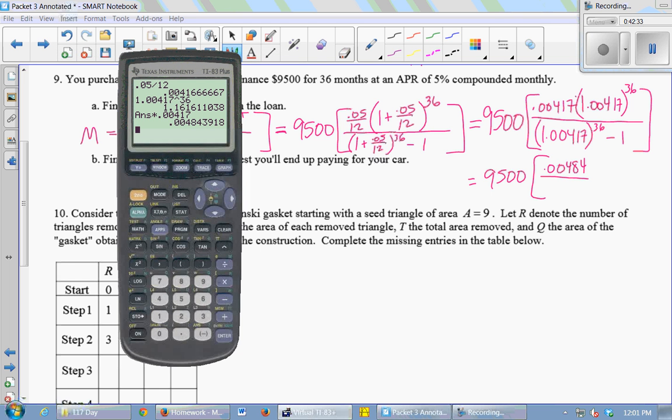And then in the denominator, I have 1.00417 to the 36 minus 1. So I get 0.16161.